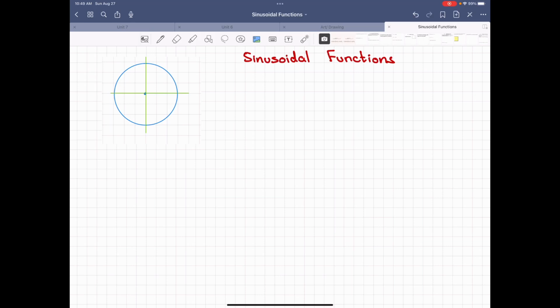Hello everyone. So this video is going to be an introduction to sinusoidal functions. Sinusoidal functions are functions that graph sine of theta or cosine of theta, hence the name sinusoidal. Before we discuss how the graph looks like, let's consider a unit circle. A unit circle just means it's a circle that has a radius that is 1 unit long.